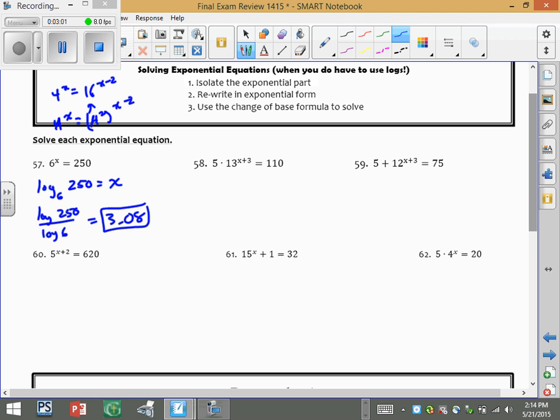Sometimes you're going to do a little bit of work before and after. So here, divide both sides by 5. So we end up with 13 to the x plus 3 equals 22. All right, so we've isolated the exponential part. Now there still happens to be a variable. There's some stuff going on in the exponent, but what we need to do right now is go ahead and take the log so we can undo that exponent. So we'd use our change of base here.